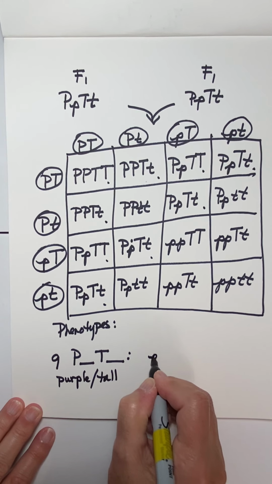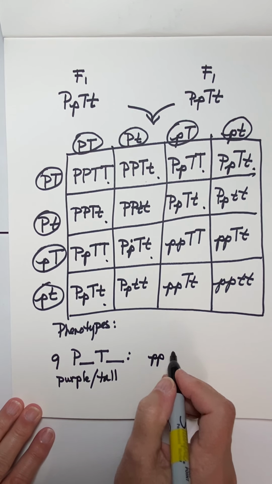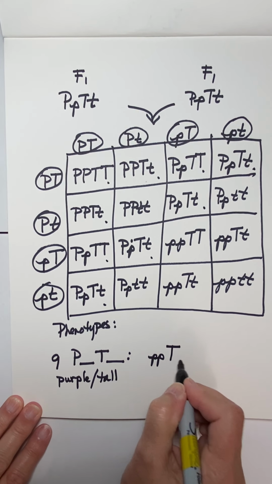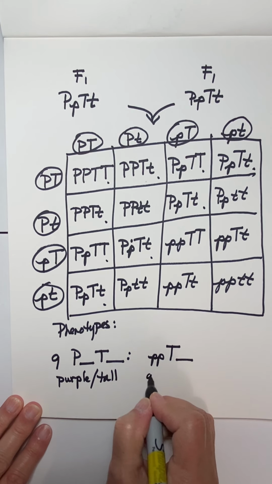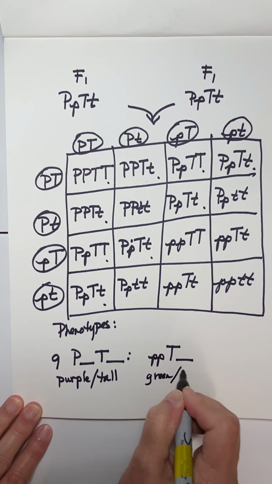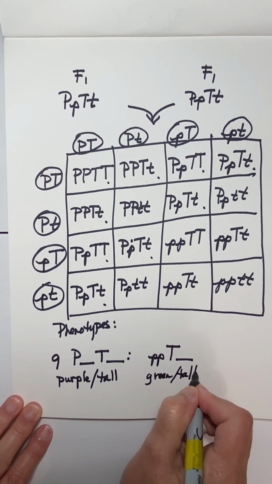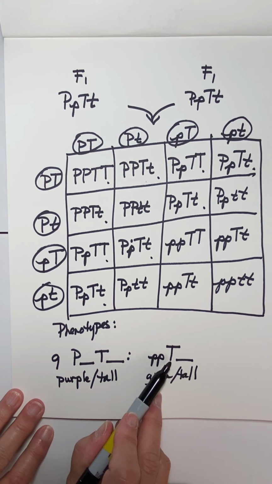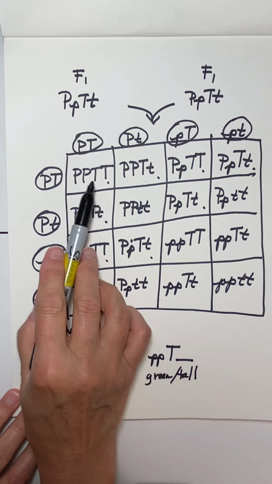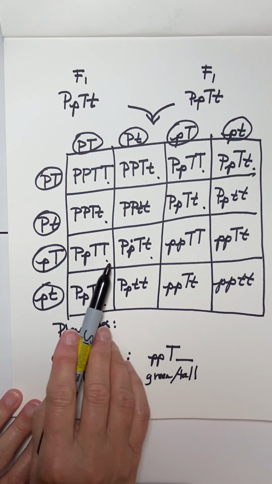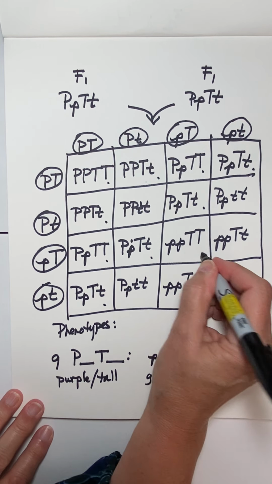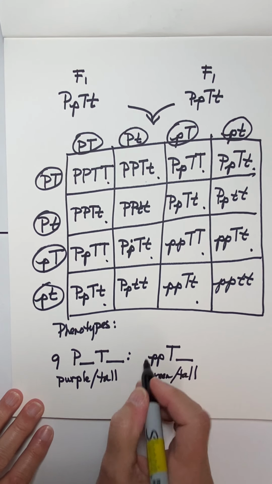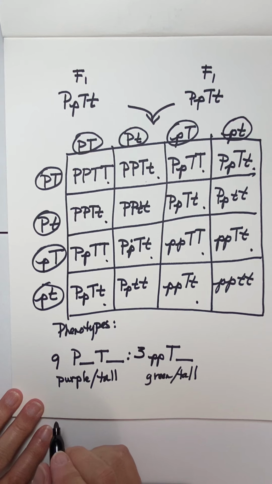All right, what else do we have? What if we have little p, because that means the recessive trait is going to show through, and a capital T, anything. So what is that? That's green, tall. That's tall. There you go. How many of these do we see? Little p, and then capital T, anything. Little p, capital T. There's 1, 2, 3. 3 of those. Okay?